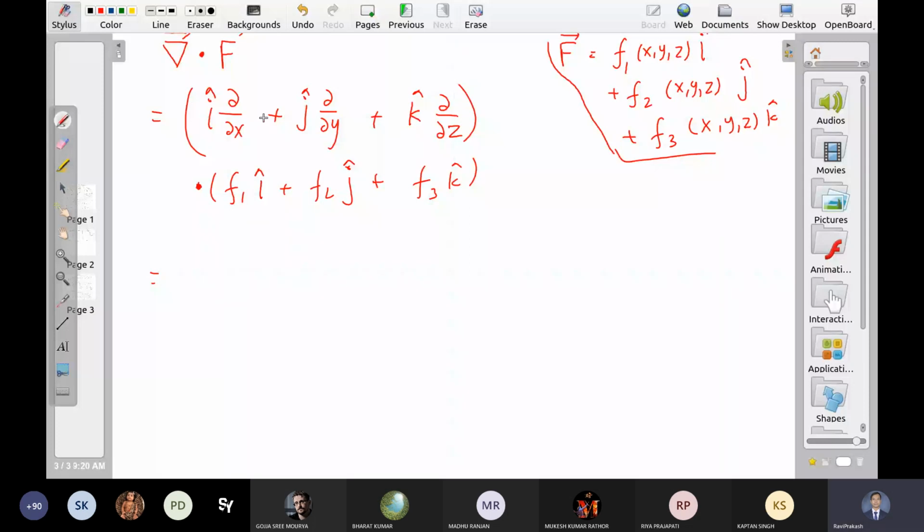So this del over del x will operate on all three parts. This del over del y will also operate on all three. And you know, i dot i is 1, i dot j is 0, i dot k is also 0. We have discussed it in the first class. So what we get? Del f1 by del x, much like the dot product, right?